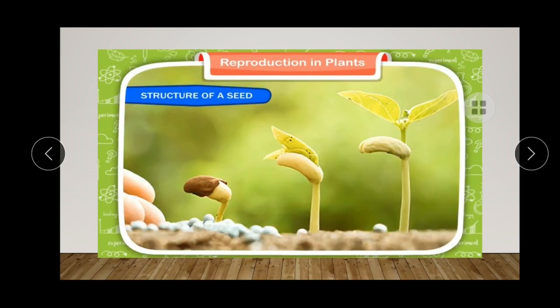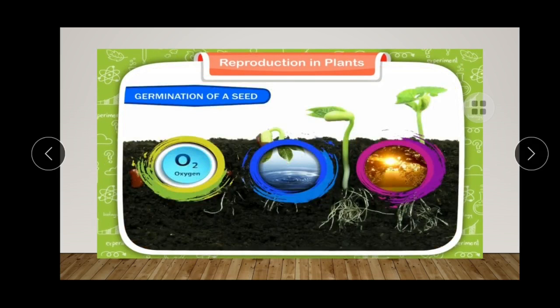Next is germination. What is the meaning of germination? Germination means the process by which the seed starts to grow. For growing, the seed needs oxygen, water, and warmth. It will not grow if it doesn't get any one of these. So the process by which the seed starts to grow into a seedling is called germination.